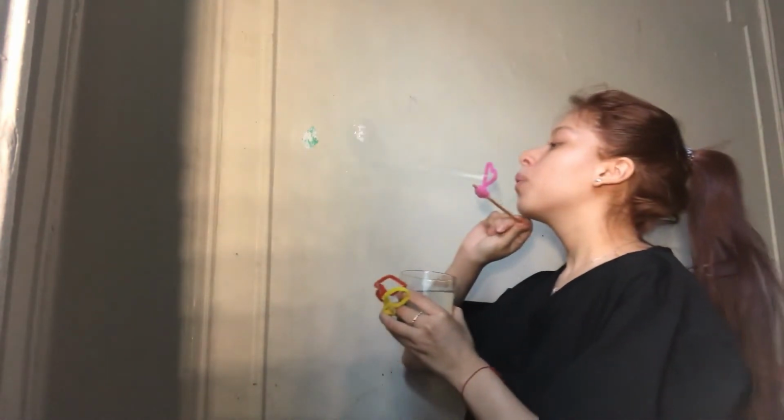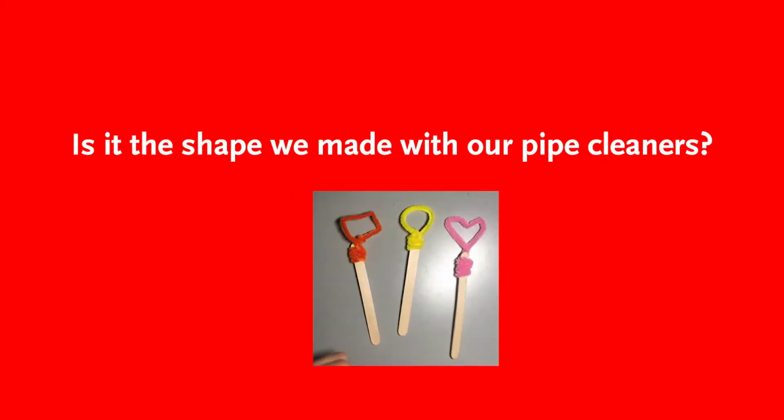So here I have all of my bubble wands and my bubble solution. So now I'm going to grab one of my bubble wands, dip it into the bubble solution, and blow on it. Let's see what happens. What shape are our bubbles? Is it the shape we made with our pipe cleaners? No, it's a sphere. Why?